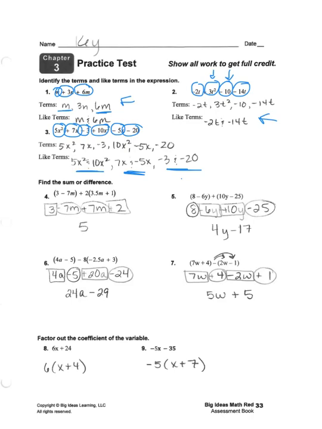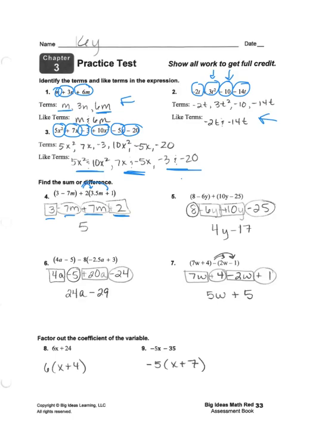This next part is finding your sum or difference. So in number 4, there's nothing to distribute in the first section. So I'm just going to drop down my 3 and my negative 7m. In the second piece here, I have a positive 2 that needs to be distributed to both terms. So I take positive 2 times 3.5m and I get 7m. Positive 2 times positive 1 and I get a positive 2.